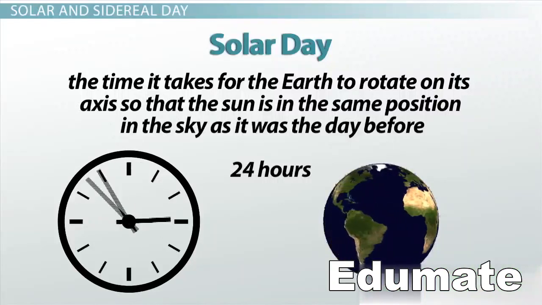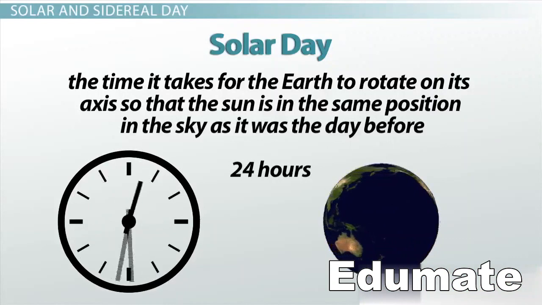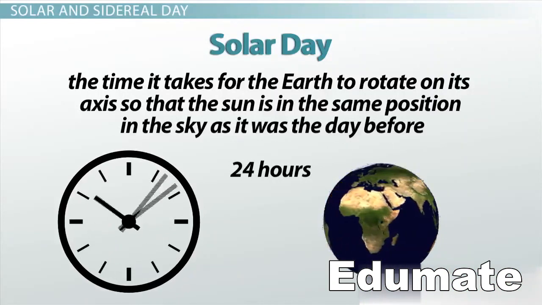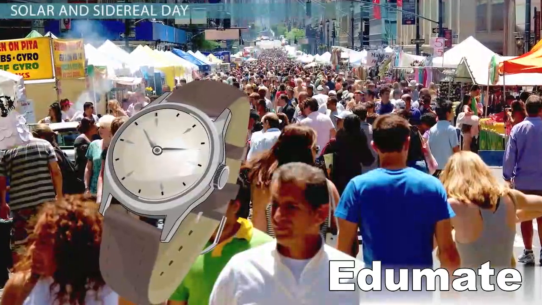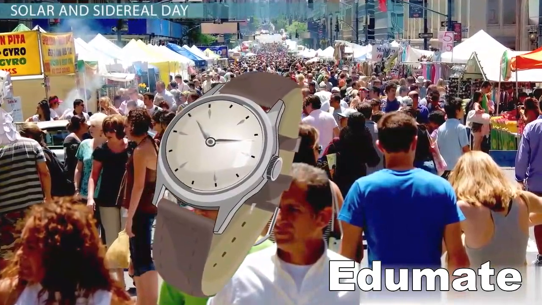Thus, a solar day is the time it takes for the Earth to rotate on its axis, so that the sun is in the same position in the sky as it was the day before, 24 hours. Your watch and modern societies run on solar time. The solar day is the basis for civil timekeeping.